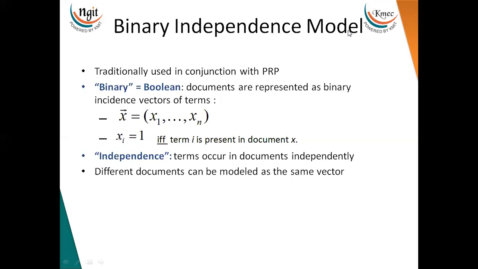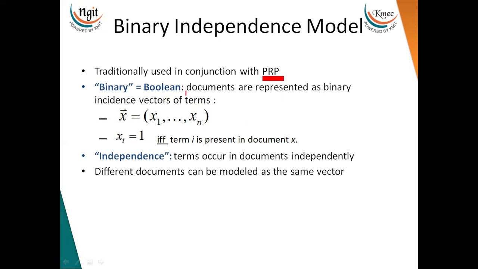And it is used for what? The probability ranking principle. We are using this independence model for probability ranking. Probability ranking means to find out how much a particular document is relevant to the given query that I want to find out.